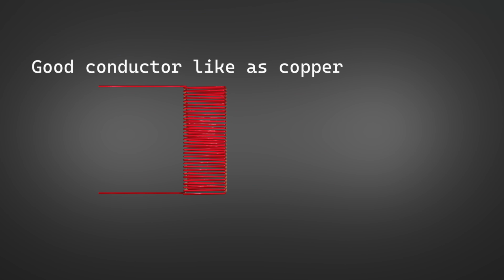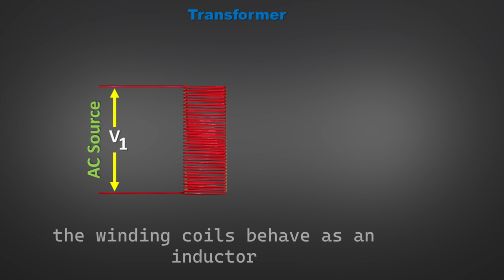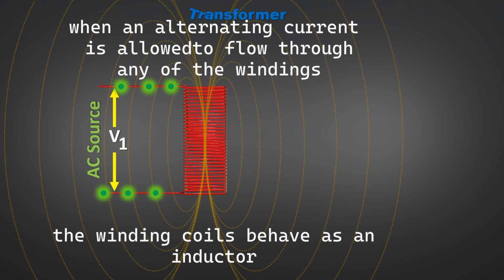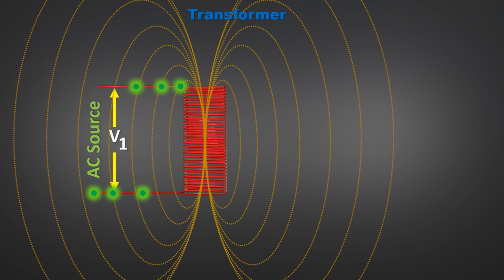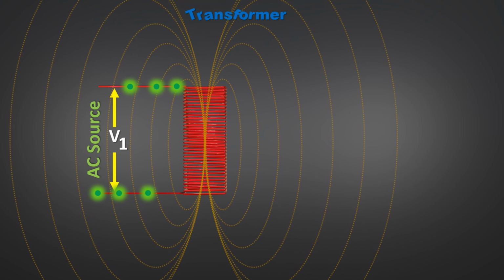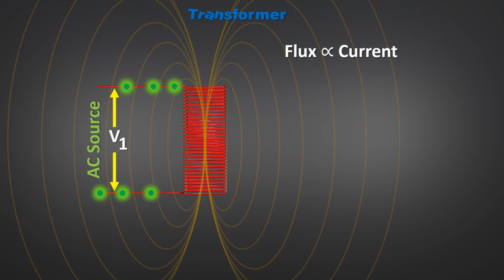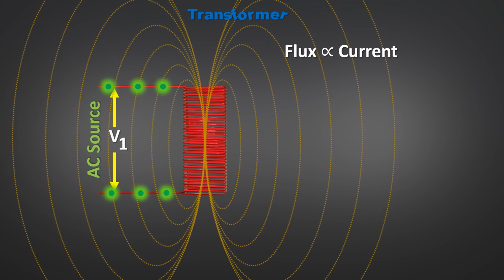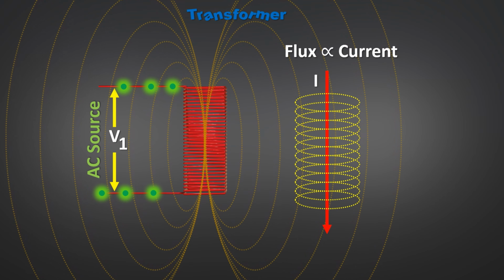Windings are in the form of coils made of a good conductor of current. The windings of a transformer play a main role in the machine. The winding coil behaves as an inductor. When an alternating current is allowed to flow through any of the windings, there will be an alternating flux produced surrounding the winding. The magnitude of this flux is proportional to the magnitude of the current flowing through the winding. The direction of the flux is according to the direction of current.